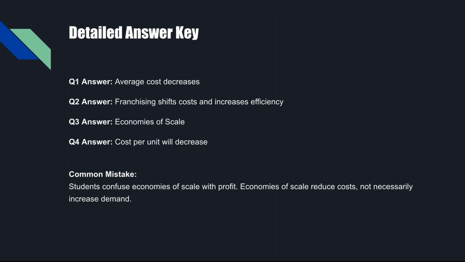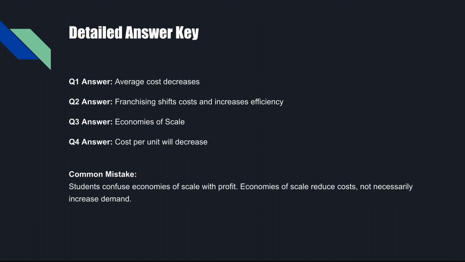Answer 1: average cost decreases. Our explanation is economies of scale mean costs fall as output rises. Question 2, the answer is franchising shifts costs and increases efficiency. Basically, franchise owners cover many operating expenses, and it reduces the corporate cost burden.